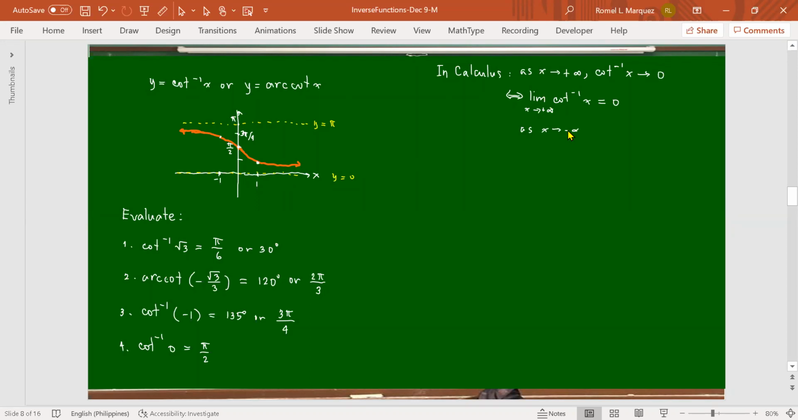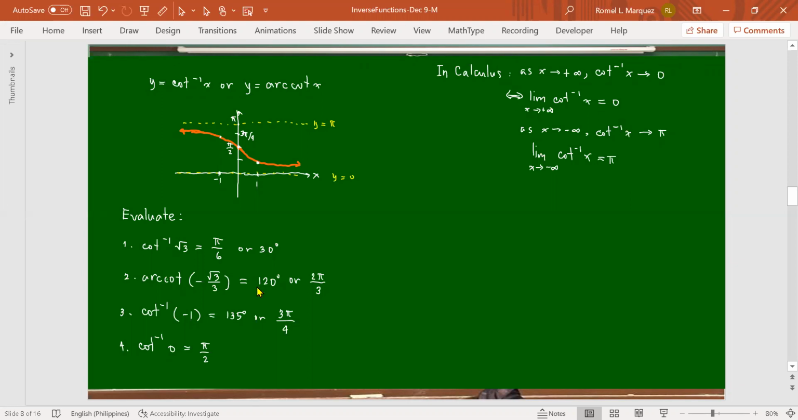As x approaches negative infinity, cotangent inverse of x approaches pi. As x goes to the left, the y value increases, but it is limited to up to pi only. So it approaches pi and does not go beyond that. So that's the limit of cotangent inverse as x approaches negative infinity, which is equal to pi. Okay? That's how we write it in calculus.